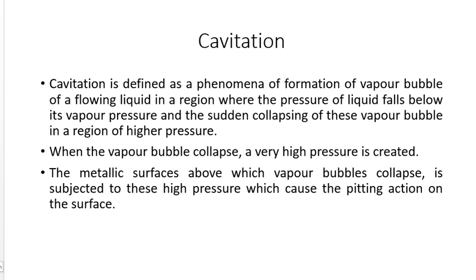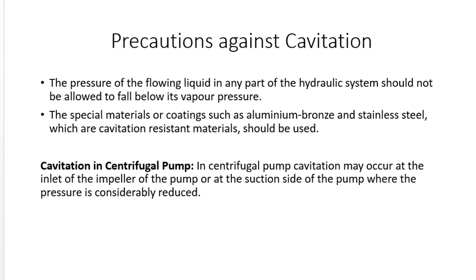What precautions can we take against cavitation? These are some precautions. The pressure of the flowing liquid in any part of the hydraulic system should not be allowed to fall below its vapor pressure. If the flowing liquid is water, the absolute pressure head should not be below 2.5 meter of water, which is the vapor pressure of water. A special material coating can be applied on the metallic system, that is aluminum bronze coating or stainless steel coating. These materials are cavitation resistant materials.